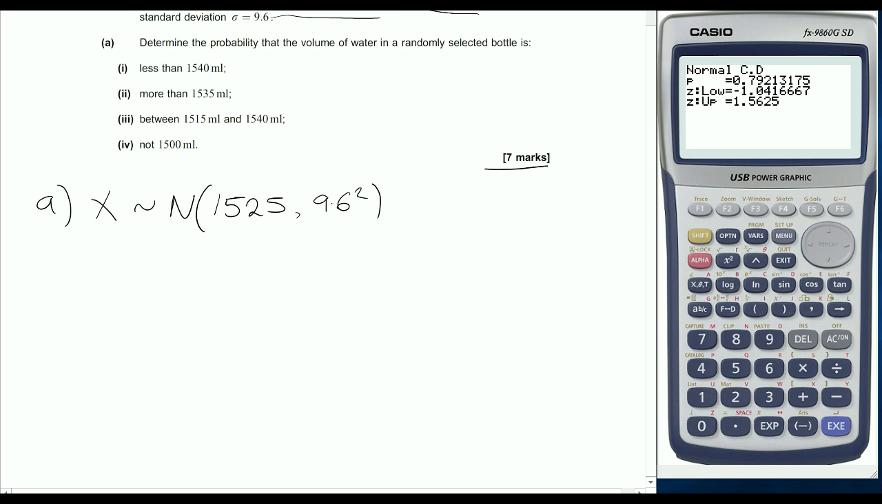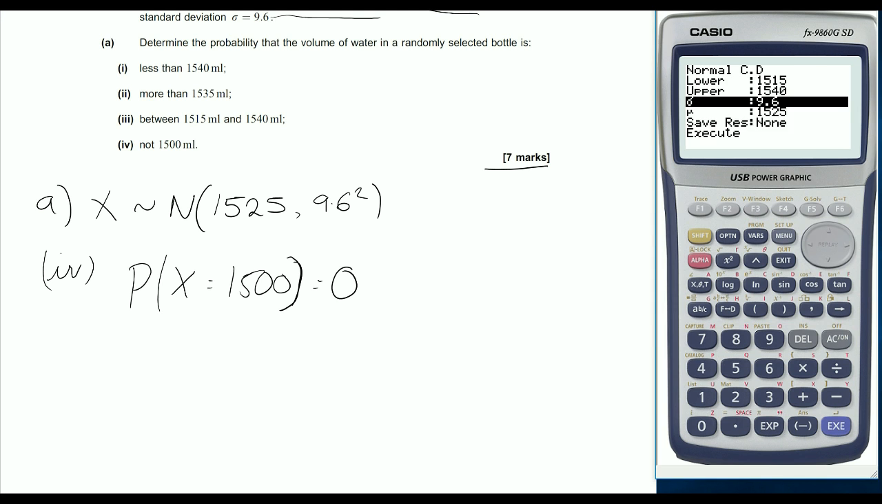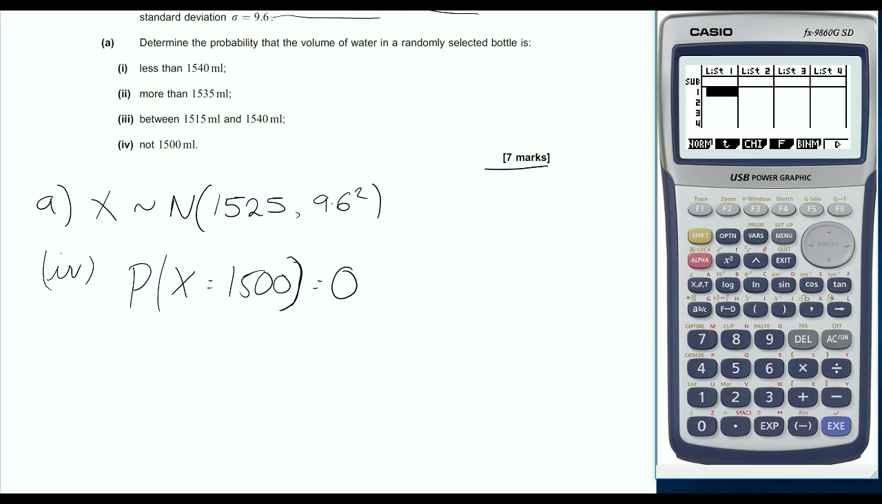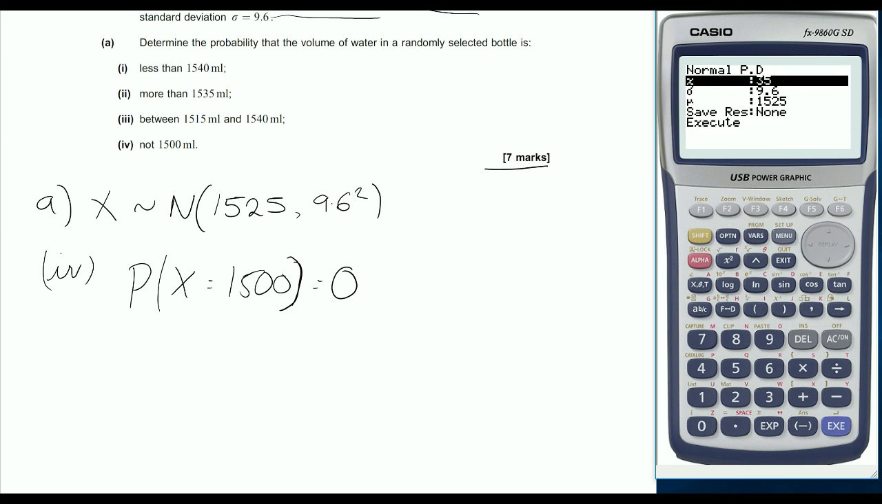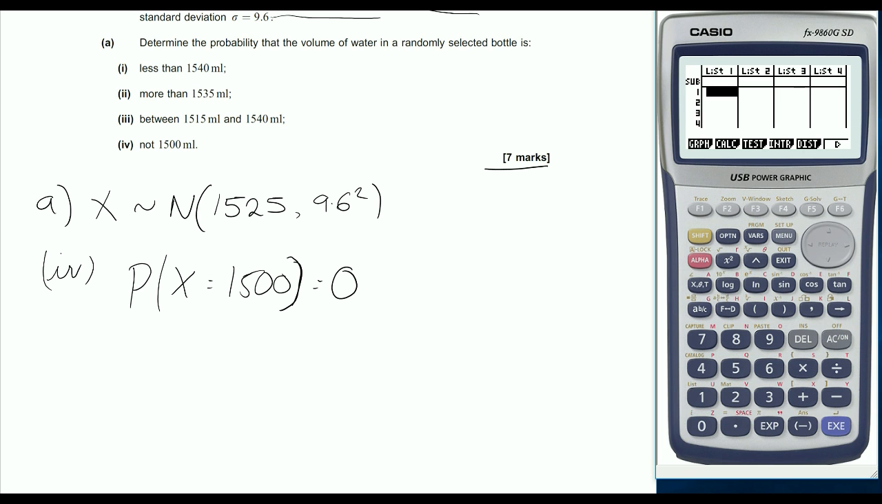Looking at part 4 then, this one is slightly different. What this question is testing is whether or not we know that the probability of a specific value, so the probability that x is equal to a number in the normal distribution, is 0. It's not possible to get a specific value. Now, if you've forgotten that, you may think, oh, I can just do distribution, normal, and do MPD, but unfortunately that does not give us the correct answer. We're not interested in our course in what this does do, and we don't want to use it.